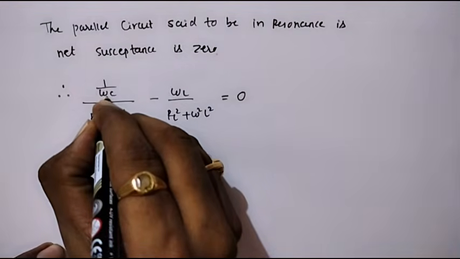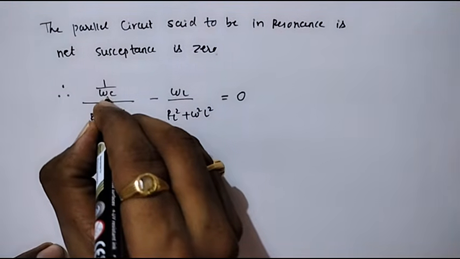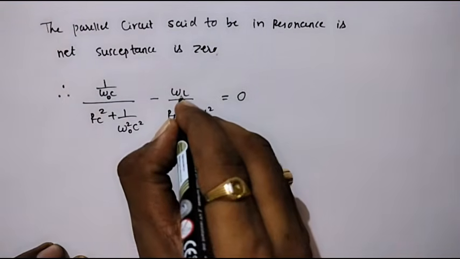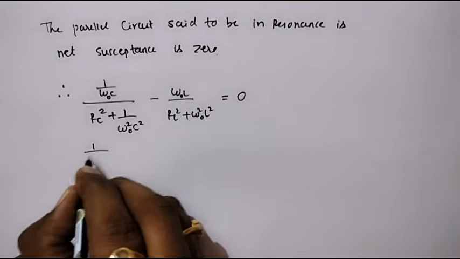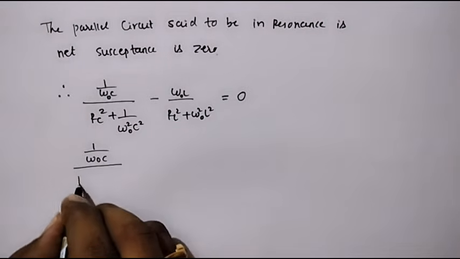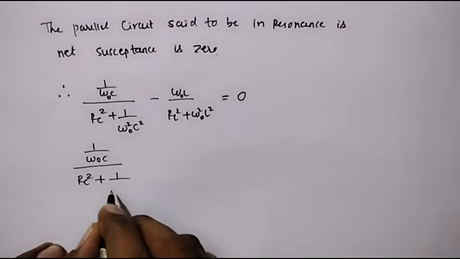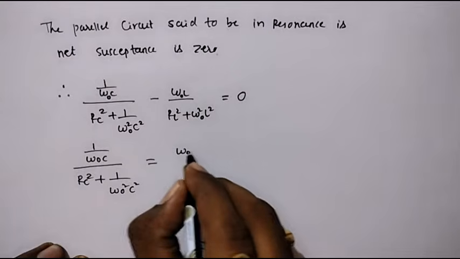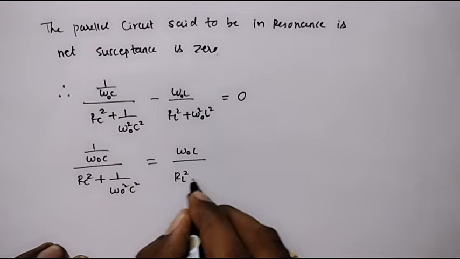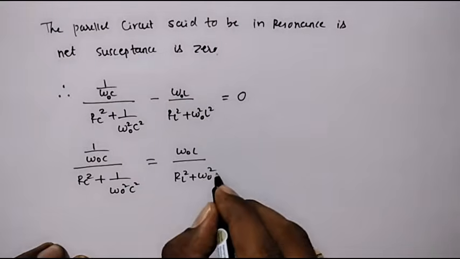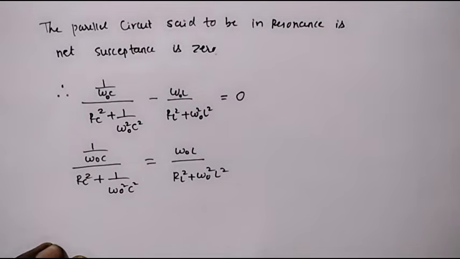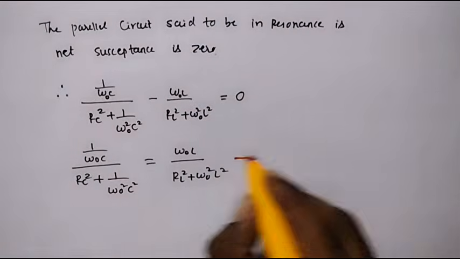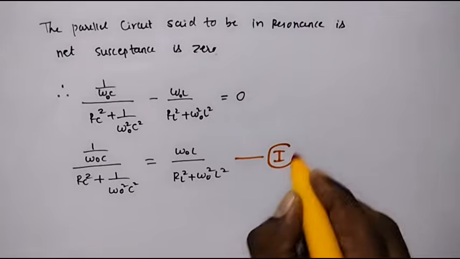So now henceforth we will consider omega as a frequency, henceforth we will consider it as resonant frequency omega naught. So I can write it as 1 over omega naught C divided by RC square plus 1 over omega naught square C square is equal to omega naught L divided by RL square plus omega naught square L square. We'll call it equation number 1.